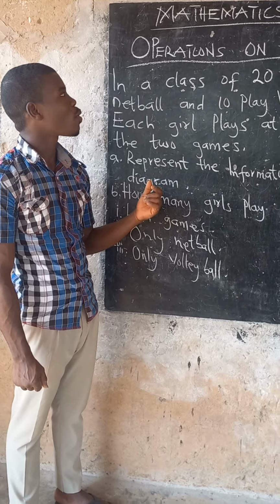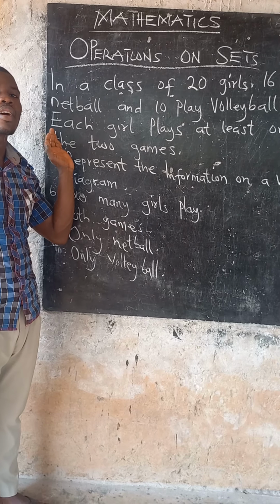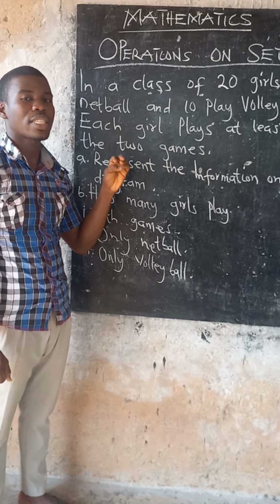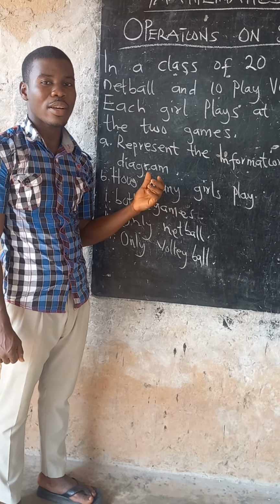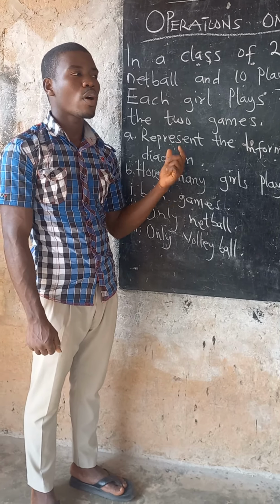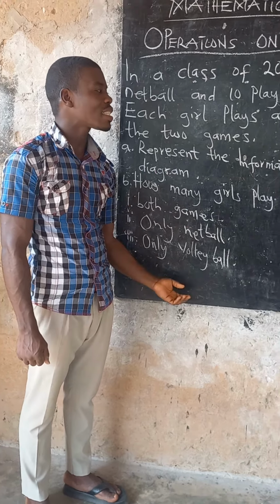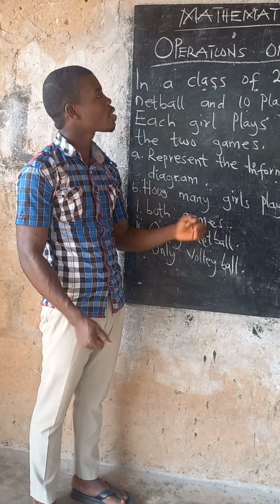We are dealing with operations on sets, but before then, the first video has been uploaded, understanding the regions of a Venn diagram. Go and watch that video and you will understand it, and what we are going to do today will become very simple. Now let's look at the question.